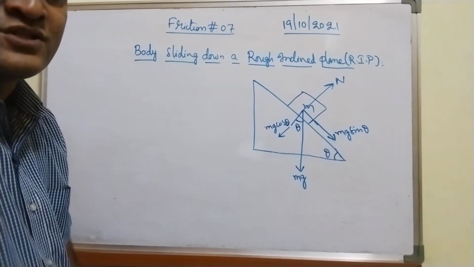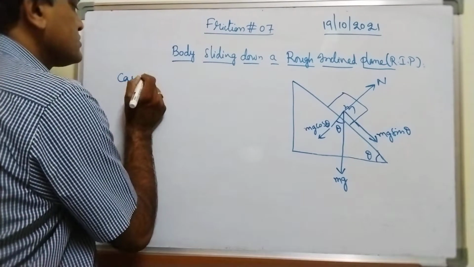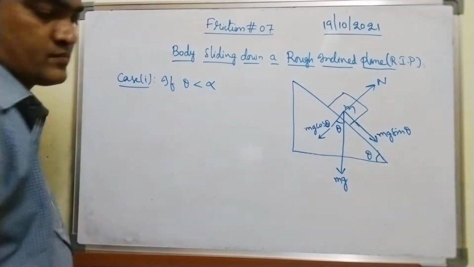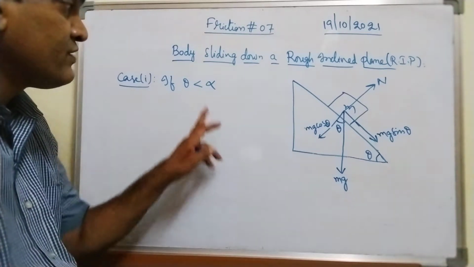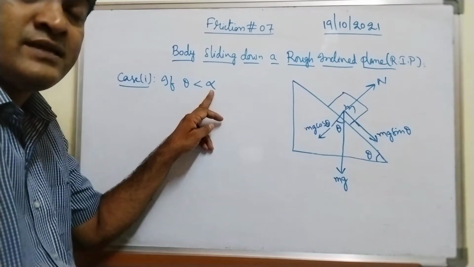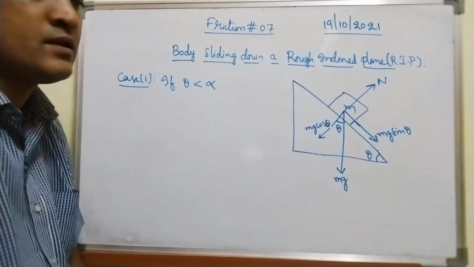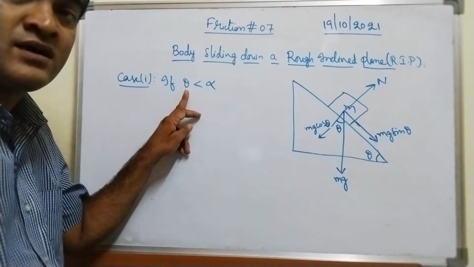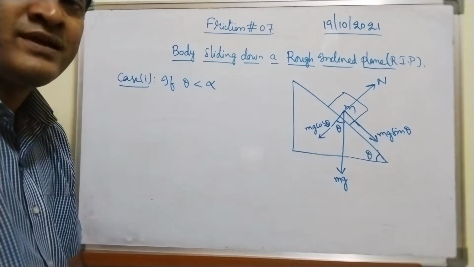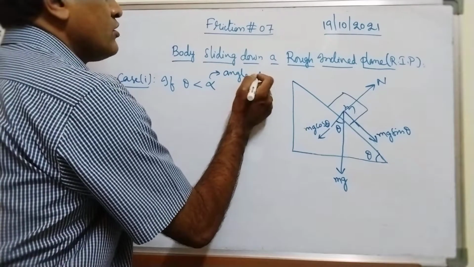Now here I am considering two cases. What are those two cases? Case 1 is if theta is less than alpha. What is meant by alpha here? Alpha is the angle of repose. How have you defined angle of repose? It is the maximum value of angle at which the body is about to slide down. But when theta is less than alpha, that is, theta is less than the angle of repose, of course the body will not slide down at all. The body will be at rest. Is it not? This alpha I am considering as the angle of repose.